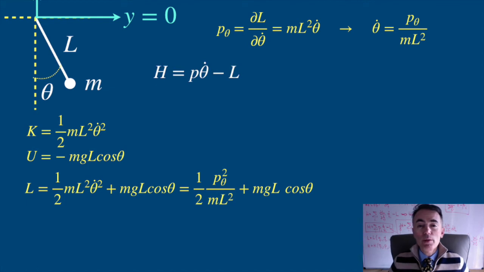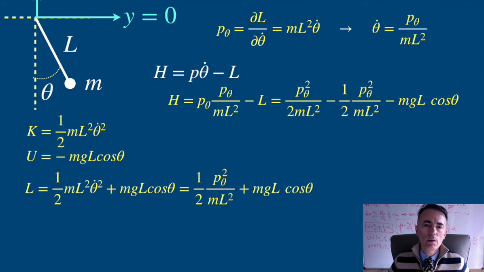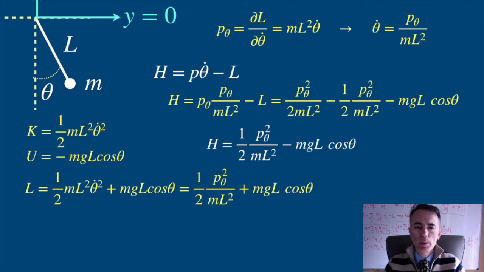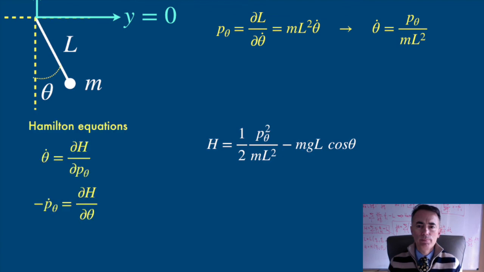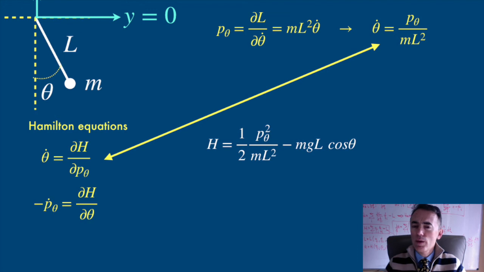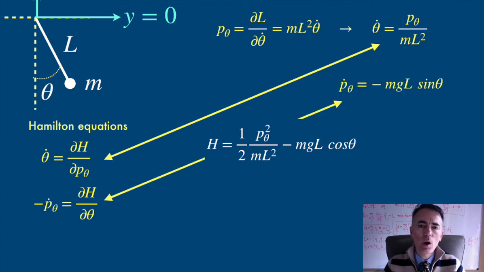So the Hamiltonian is p theta theta dot minus L, which is p theta squared over 2 m l squared, minus m g l cosine of theta. This is in fact the total energy of the pendulum. Double check that. Now the equations of motion are theta dot equals the partial of H with respect to p theta, but that's what I already had, and p theta dot equal to negative the partial of H with respect to theta, which is negative m g l sine of theta.